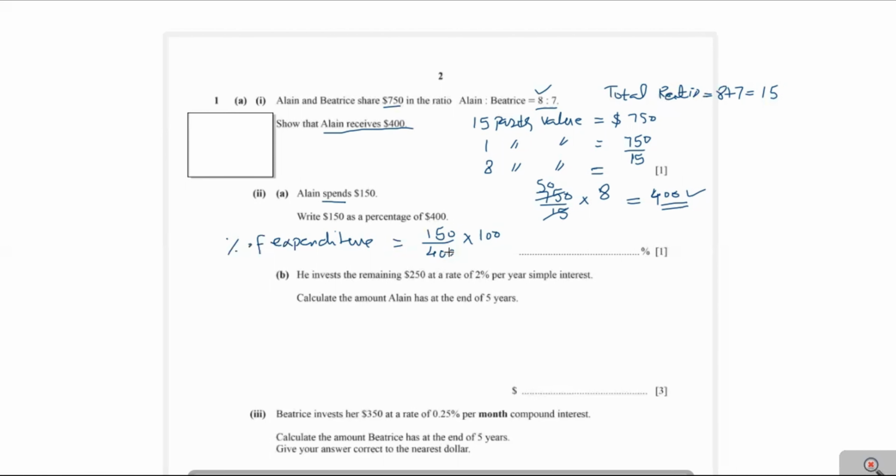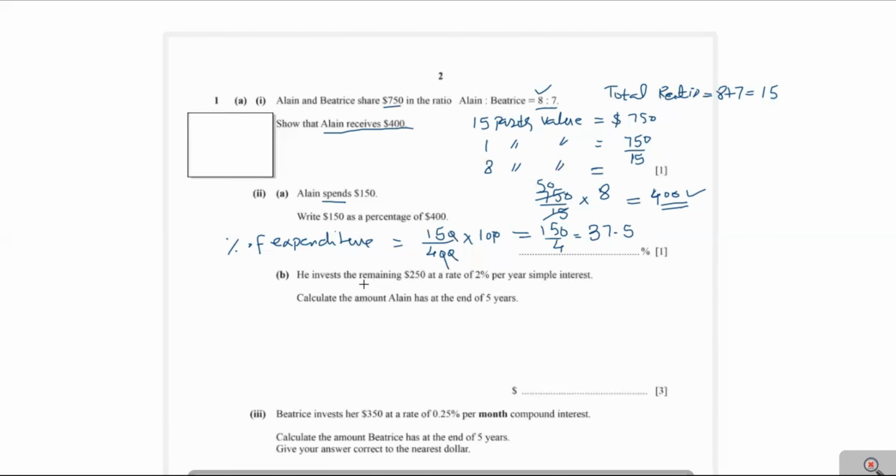by 100. Now we get 0 will be cancelled, we get 150 divided by 4. And we divide 150 divided by 4, 37.5% is the answer. Next is the part B.